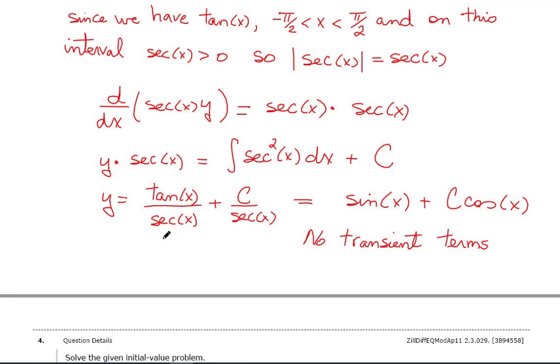Divide through by secant. Let's see, c over secant, that's a 1 over secant, which is a cosine. And if you simplify this, I've got sine over cosine, 1 over cosine. 1 over cosine flips, and so I'm left with the sine. So the long-term behavior of this is it continues to oscillate. There are no transient terms or terms that would go to 0.